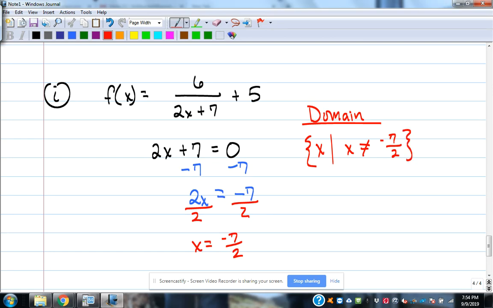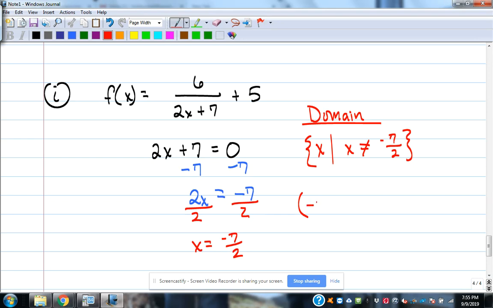All right, so the set builder notation, whatever we get when we solve that, that's what x can't be. And we got the denominator problem. Okay? Let's get that in interval notation. What number are we skipping? -7/2. So we're using every number except for that one.